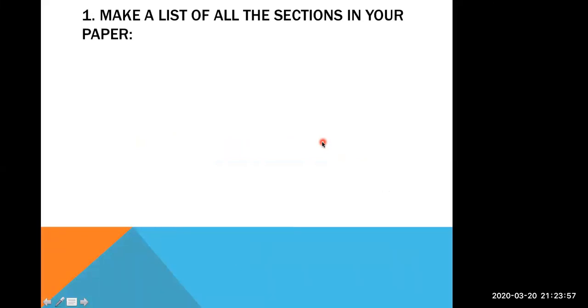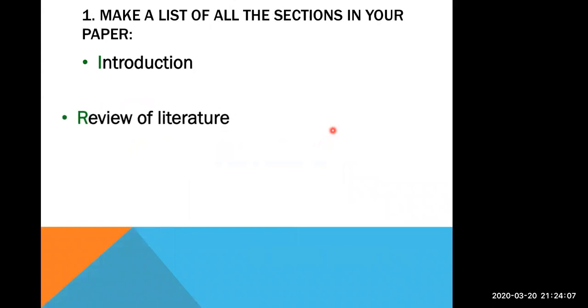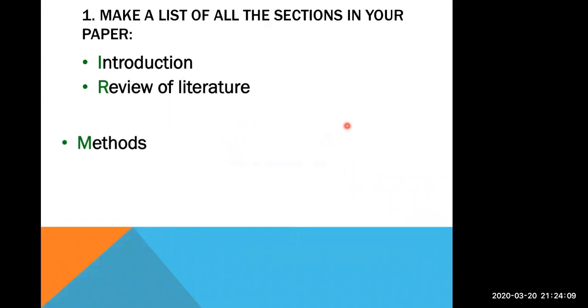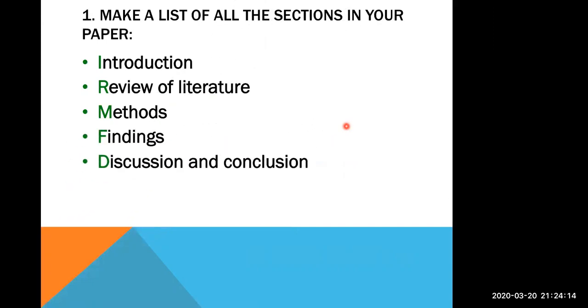The first thing you should basically know is that you make a list of all the sections in your paper. You start with introduction, review of literature, methods, findings, discussion and conclusion, and references. Please remember that you should include all these 6 building blocks in your research paper. We'll talk about each one in a little bit of detail.